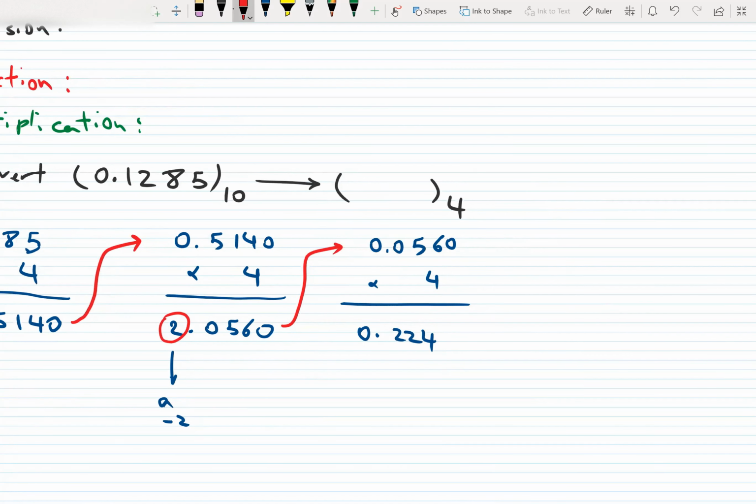Okay, one more example. Let's convert 13.375 from base 10 to base 2. As I mentioned, we separate the fraction and integer parts. So first we convert the integer part.